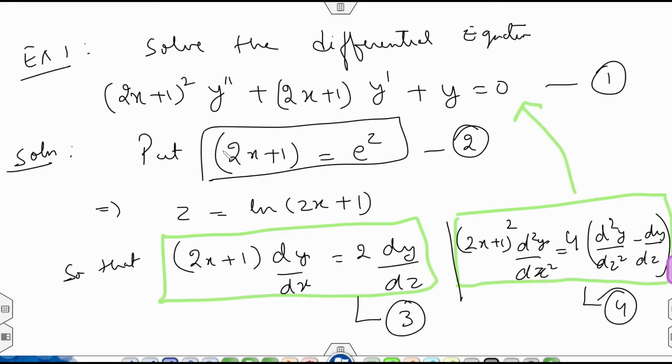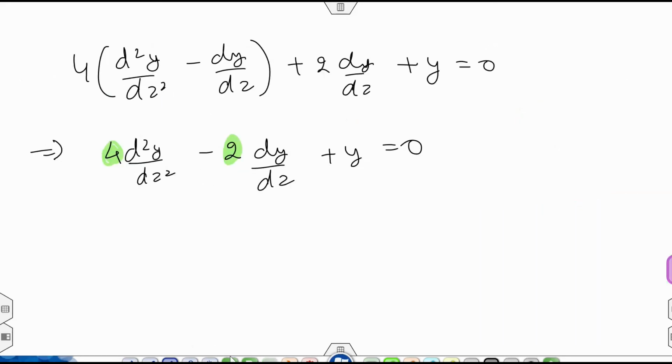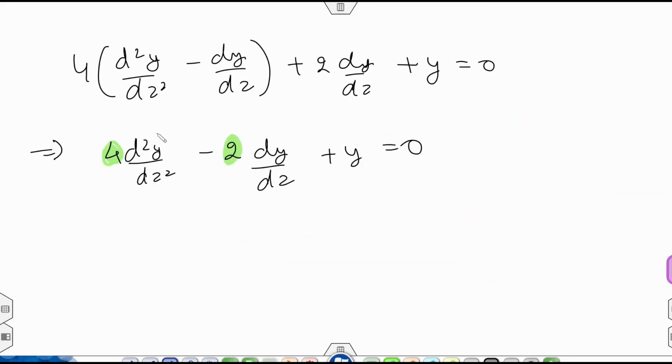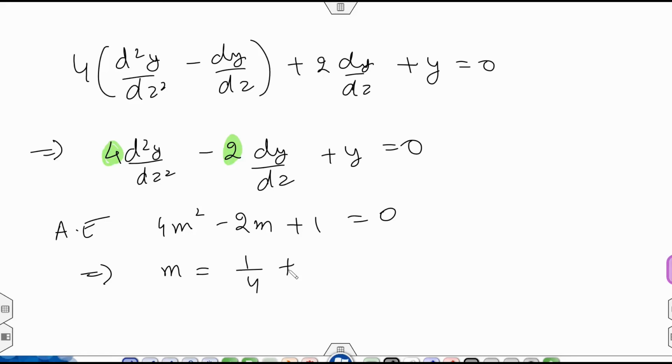Here the coefficients were functions of x, and here we have converted this into an equation with constant coefficients with the help of this substitution. So how can we solve this type of question? We can find the auxiliary equation. So the auxiliary equation will be 4m² minus 2m plus 1 equal to 0, and this implies that m is equal to 1/4 plus minus √3/4 i.